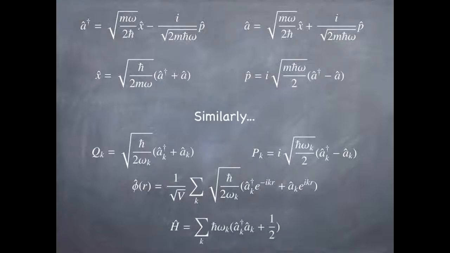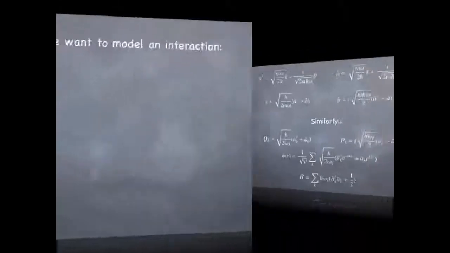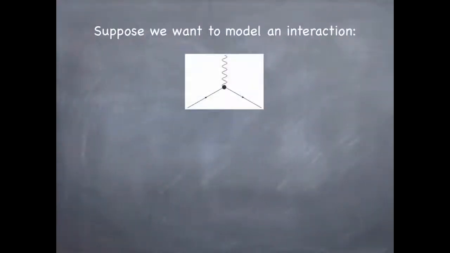And the total Hamiltonian of the field just works out to be the sum of the energies in each of the modes. And each mode then acts like a simple harmonic oscillator. That's the idea. Very quickly, I want to suppose we want to model an interaction between two objects which interact with this field. So let's let the objects be the psi field, and the things that mediate the interaction, we'll call that the phi field.